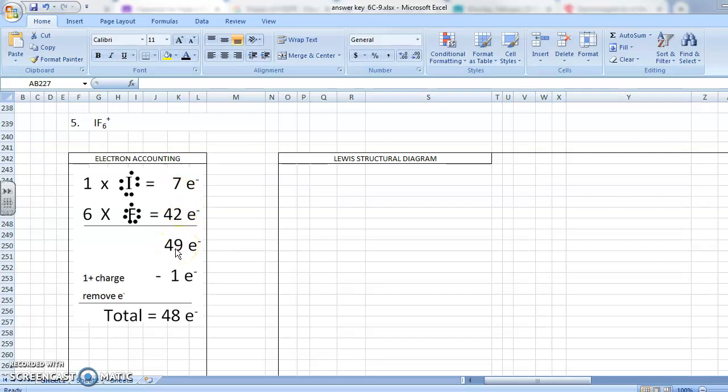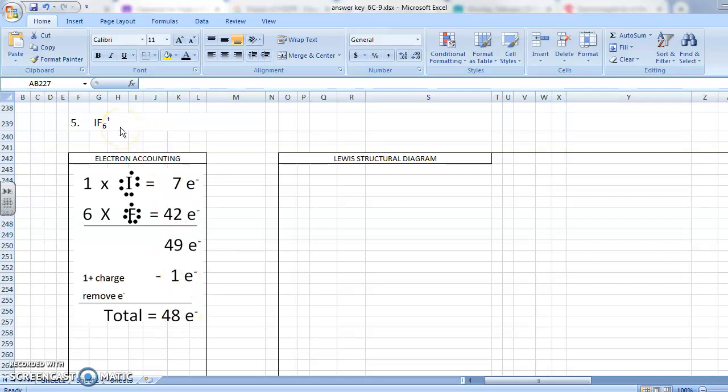By now, you should recognize that an odd number of electrons is not good for having pairs. And when we have an odd number, always double check to see if it's charged. This is IF6 plus. When it's positive, it means that there's one fewer negative electron on there than you would expect. Plus means there's one fewer negative. So we take the electron off, leaving us with 48 electrons to work with.